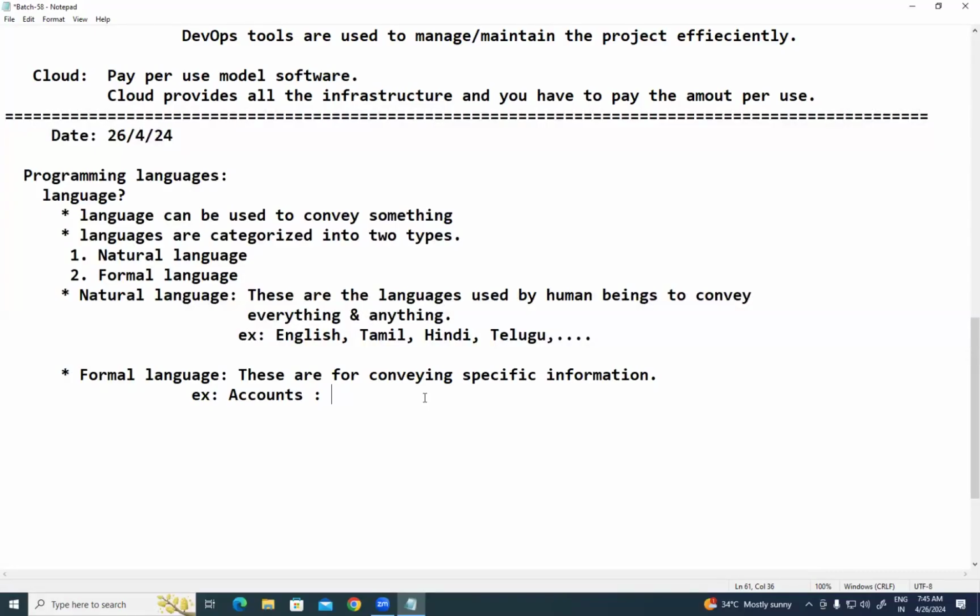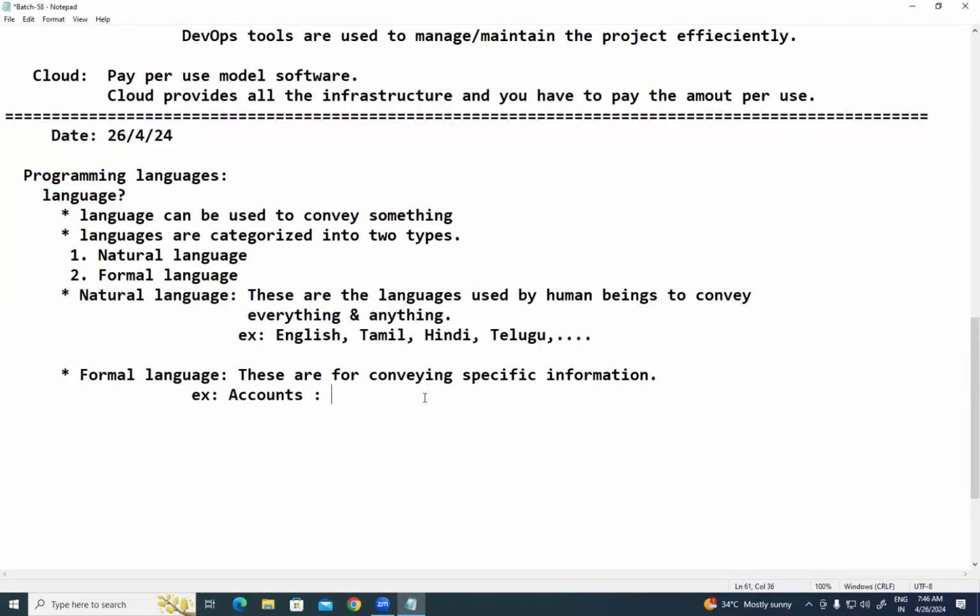In a natural language, we can convey what? Everything. Anything we can convey. But in formal languages, we cannot. We can only convey the specific information, but we cannot convey everything. That is called formal language. The example is accounts.